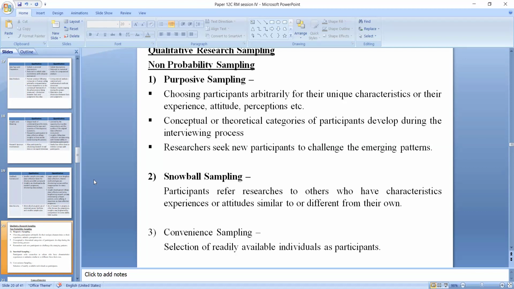You can use convenience sampling, snowball sampling, or if you are doing research for your company's challenges and many other things, you may use purposive sampling. Even for other organization also, you may use purposive sampling.